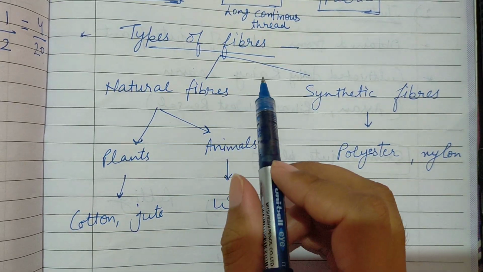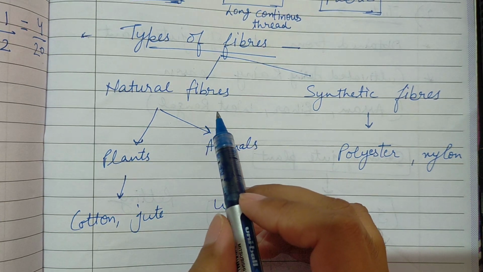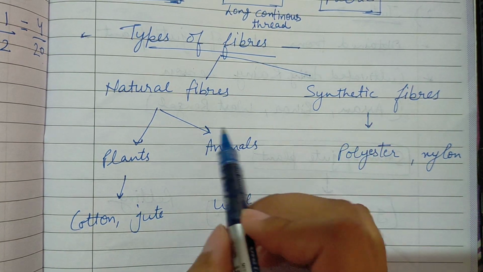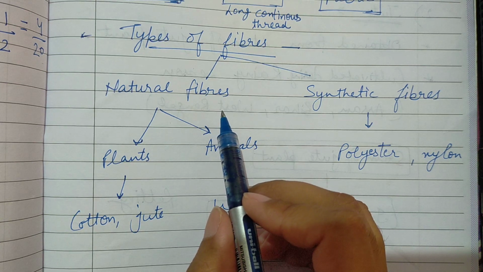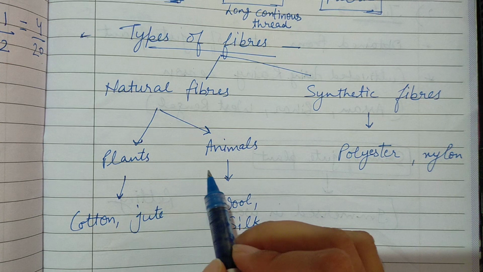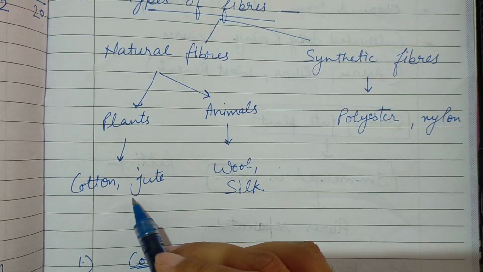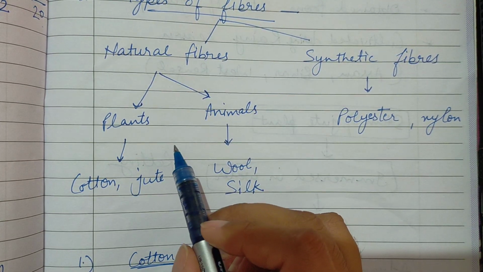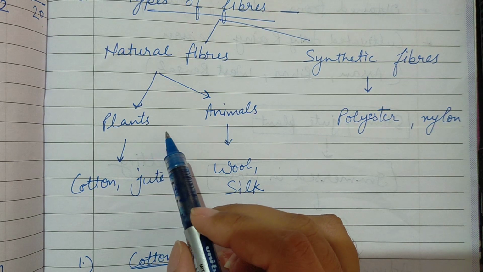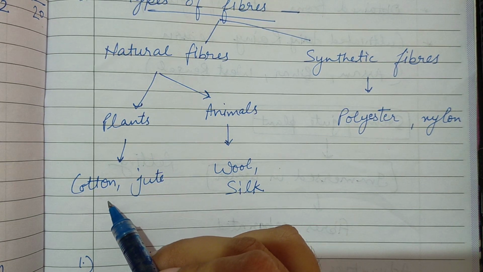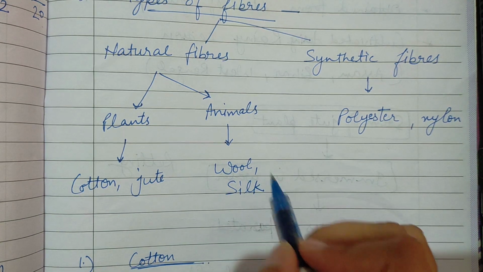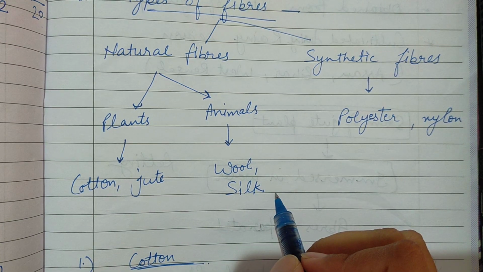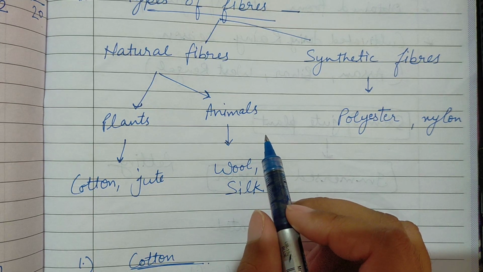There are two types of fibers available: natural fibers and synthetic fibers. Natural fibers are the fibers that are obtained from natural sources, that are obtained from plants and animals. Cotton and jute are the two examples of natural fibers that are obtained from plants. Cotton is obtained from cotton plant and jute is obtained from jute plant. Wool and silk are also natural fibers, but these are not obtained from plants, these are obtained from animals.